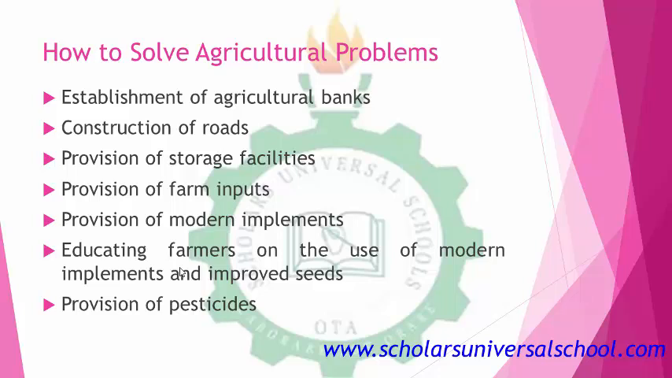Also, educating farmers on the use of modern implements and improved seeds can help to solve the problem of illiteracy of farmers and the use of crude implements. Finally, provision of pesticides. This can help to solve the problem of pests and diseases that farmers are facing.